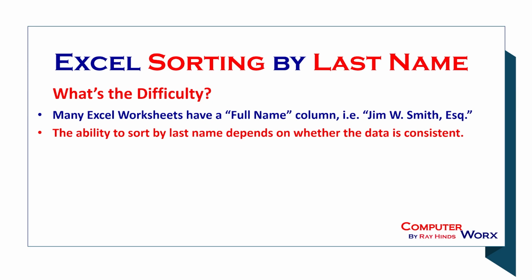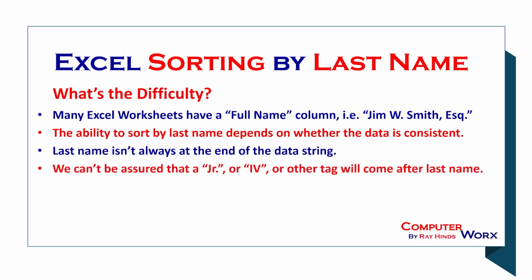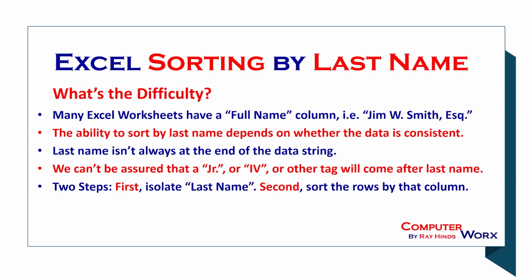The ability to sort by last name depends on whether the data is consistent. Last name isn't always at the end of the data string, and so we've got to figure out how to get to the last name if we only have a column that says full name. We can't be assured that a junior or a fourth or other tags aren't going to come after the last name.